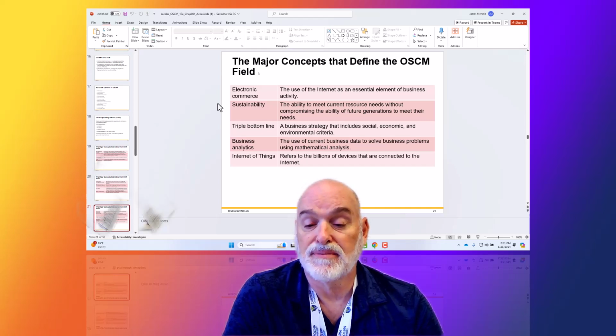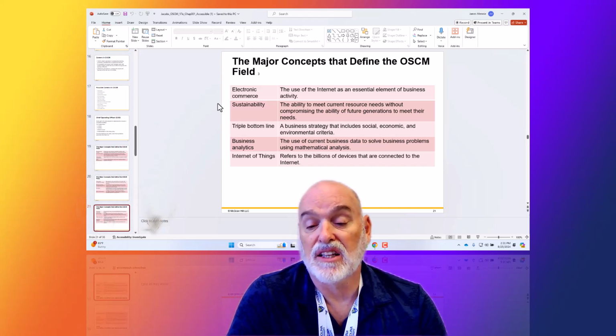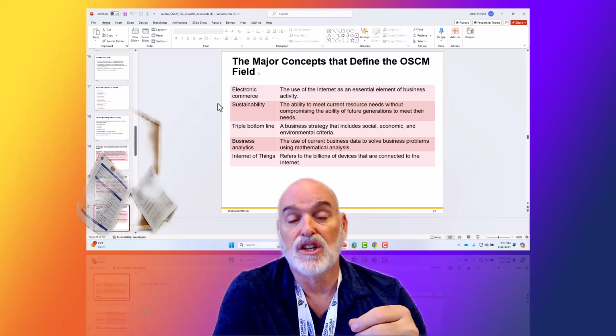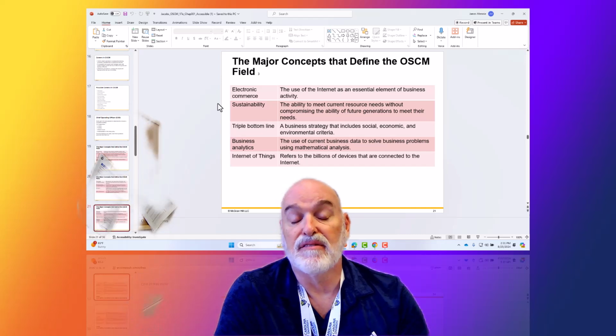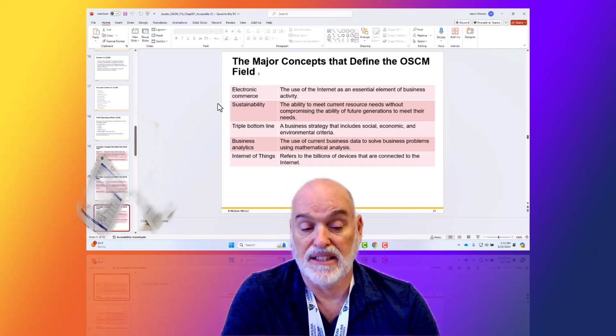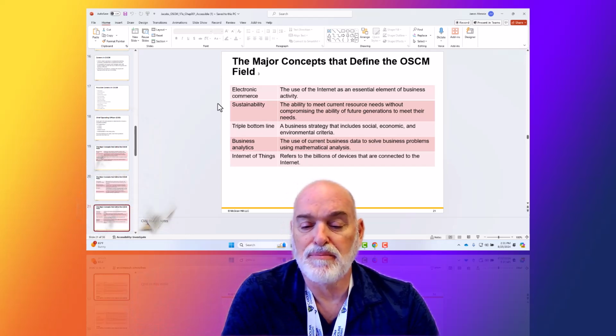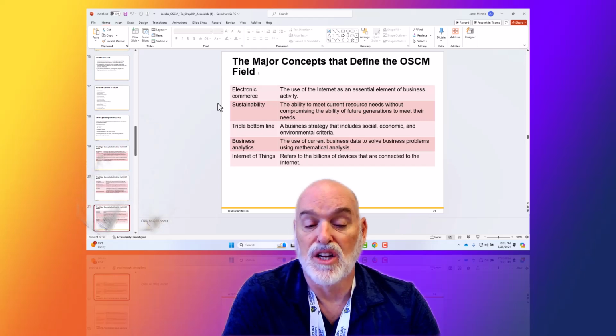Triple bottom line. It's a business strategy that not only includes regular profitability, but also brings in social, economic, and environmental criteria. Business analytics, something that's true and dear to my heart, is the use of current business data to solve business problems using mathematical analysis.